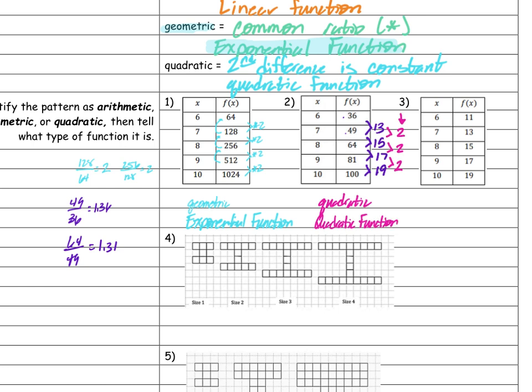Okay, so I'm going to say this. I think, this is just in my brain, that finding the differences is so much easier than doing this part. This part was a little harder than actually finding the differences. So I might just find the differences first on all of them. Like on this one, I could have found the first difference, and then found a second difference. If the first difference isn't the same, it's not linear. If the second difference isn't the same, it's not quadratic. So then I'm probably going to assume that it's geometric.